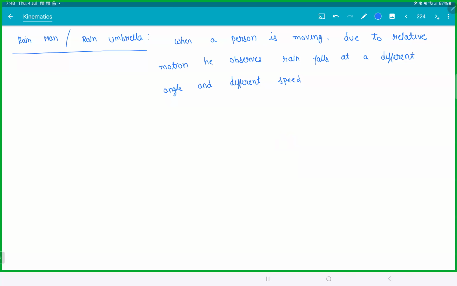So why is this happening? Let me take a simple example. So let's say you're running on the road or walking on the road with speed V. And let's say the rain is falling vertically with speed U. The rain falls vertically. Now, if I ask you how is the rain falling, the main catch in the question is this: you always stop the man. So whenever you do rain problems, you always stop the man. So we stop the man.